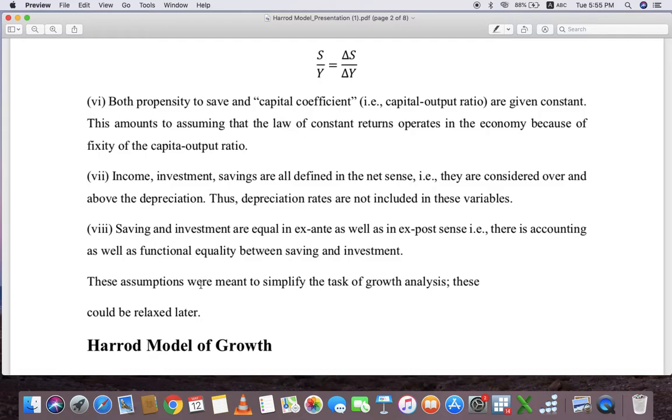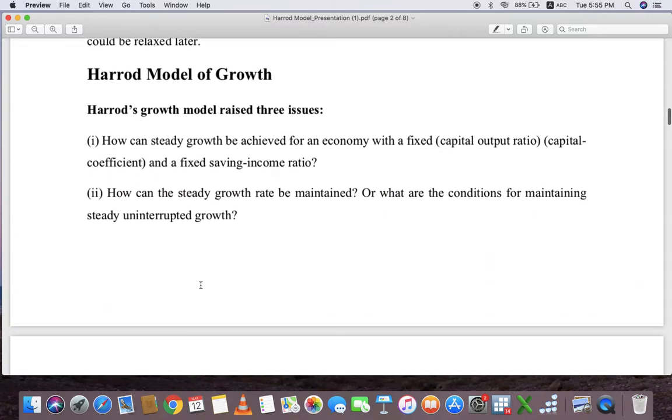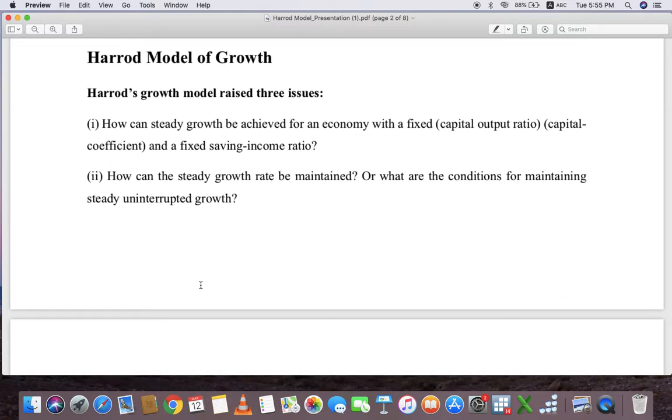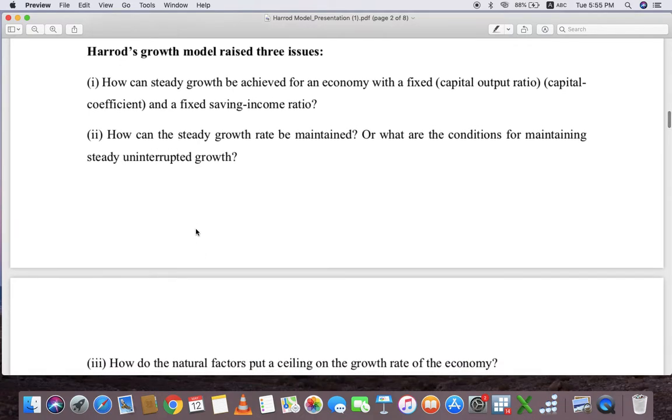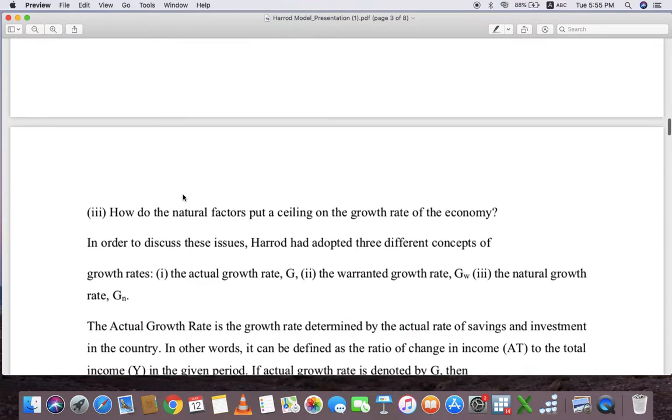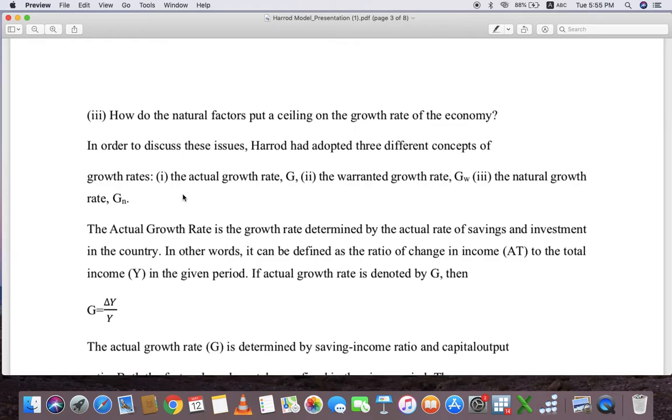Now based on all these assumptions, let us discuss the Harrod model of growth. The Harrod model of growth actually raises three basic questions. First, how can a steady growth rate be achieved for an economy with a fixed capital output ratio and a fixed saving income ratio? Second, even if it has been achieved, how can this growth rate be maintained? What are the conditions for maintaining steady uninterrupted growth? And the third question is, how do natural factors put a ceiling on the growth rate of the economy?